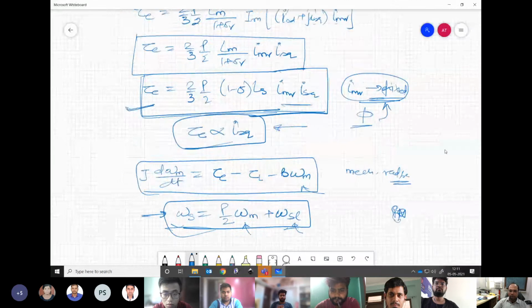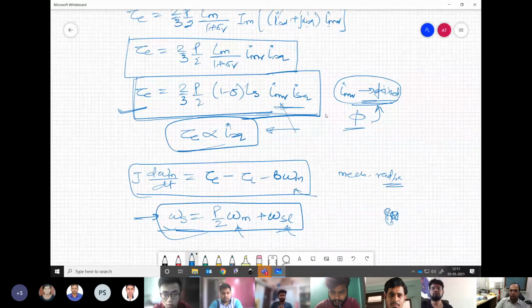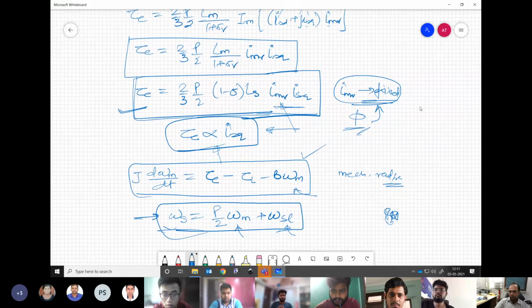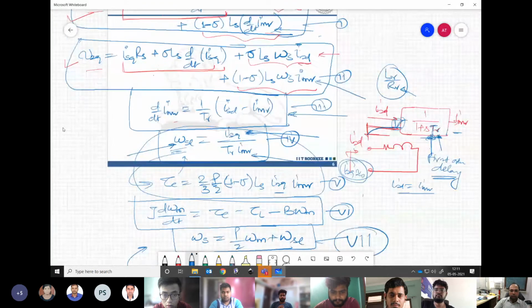If IMR is kept constant, we are not disturbing it so much, which means having a constant flux value, then our torque is proportional to ISQ. This is what we have understood. And then we have seen the equations which define the induction motor model in the rotor flux oriented reference frame.